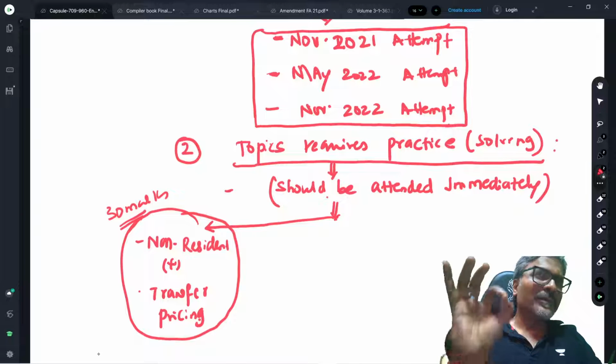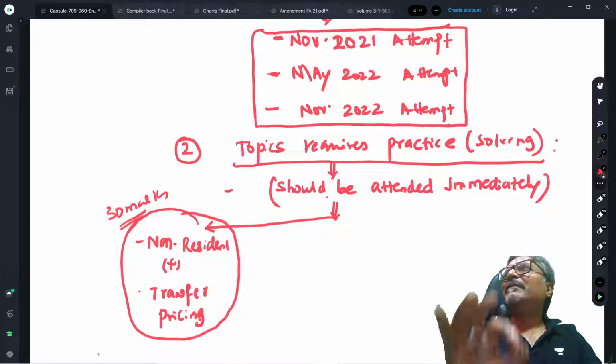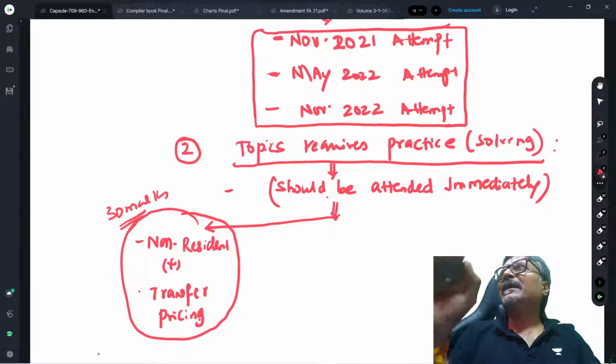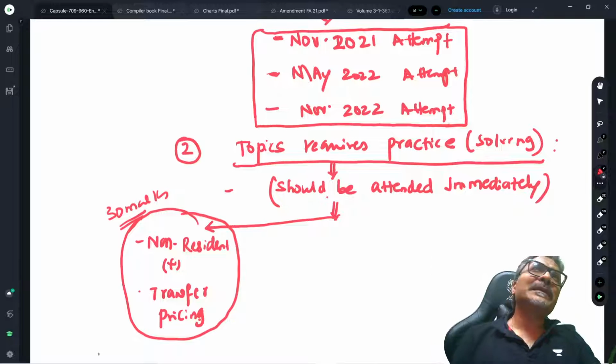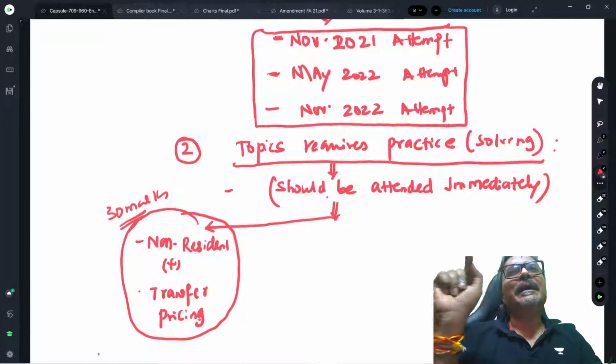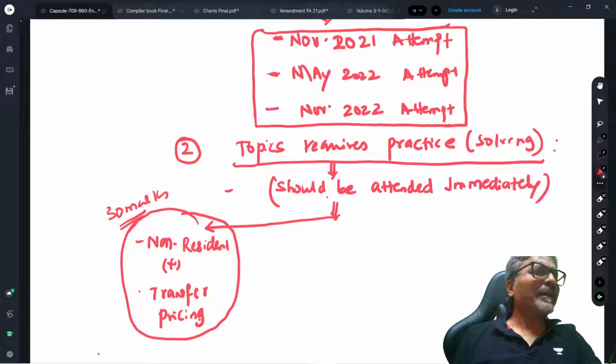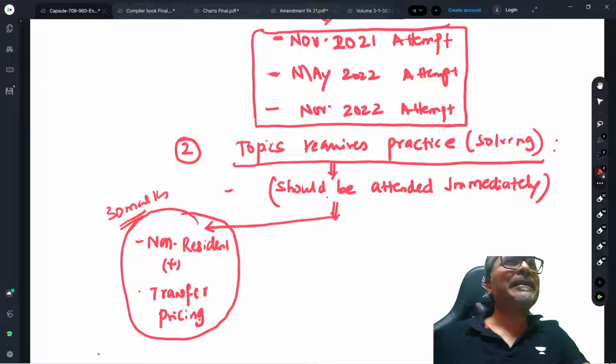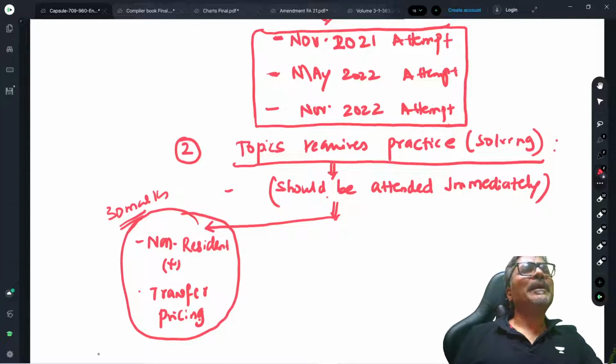I've seen in the non-resident taxation, the average score which the students are getting is around 10 to 12 marks. Even though their answers are right. Final answers are right. Did anyone ever investigate why the scoring is not going up? क्यों हमारा marks ऊपर नहीं जा रहा?